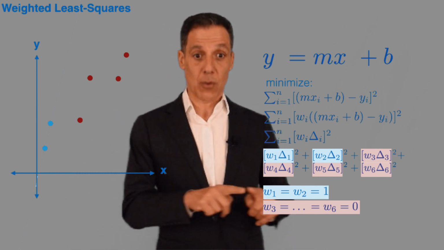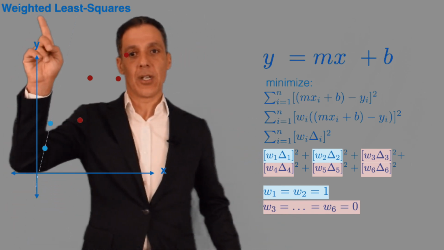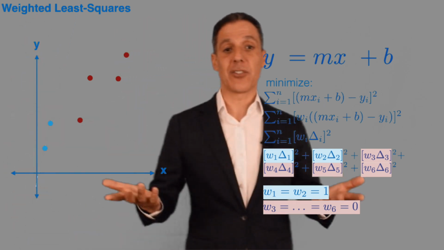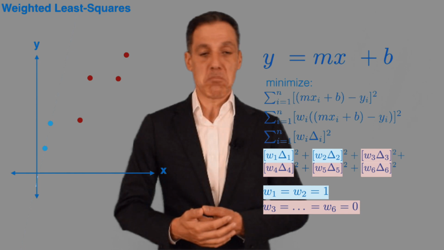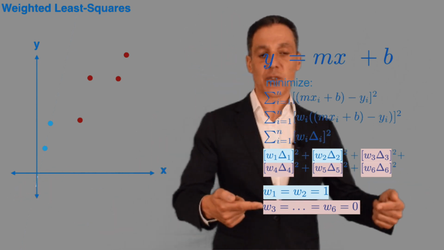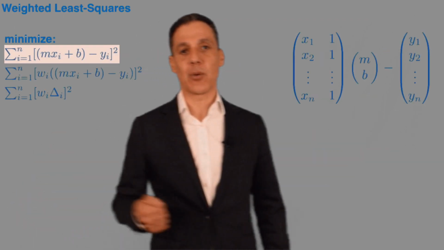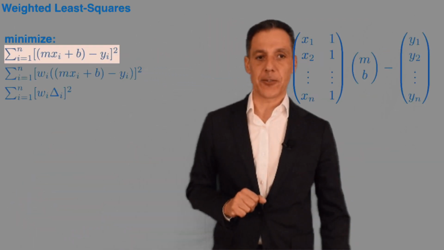Or you can imagine they're all 1, in which case I'm back to a least squares estimation, and there it is. Weighted least squares is just a generalization of least squares where you say, I'm indiscriminate about the data points. In weighted least squares, you say, I have a preference to weight certain data points over other data points. All right, let's see how to formulate this.